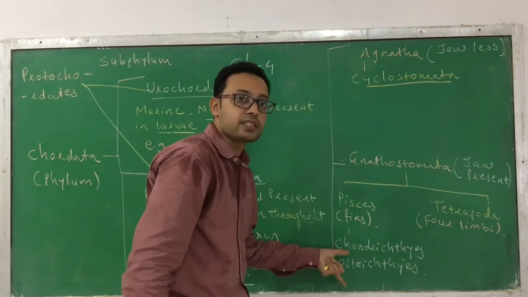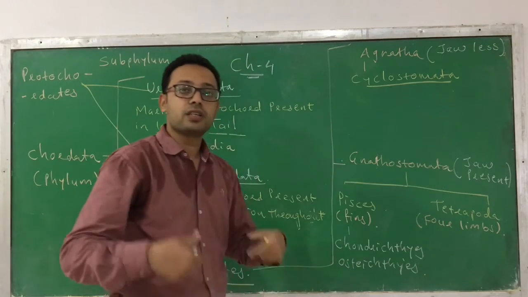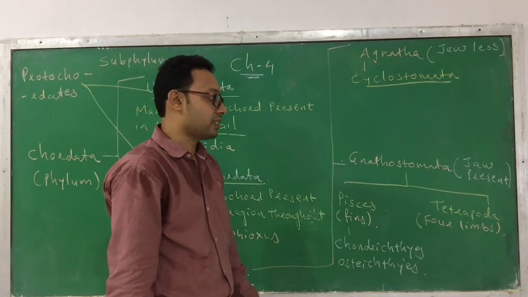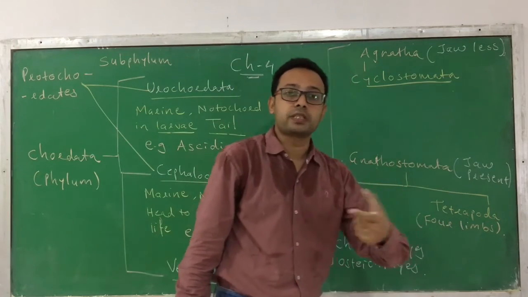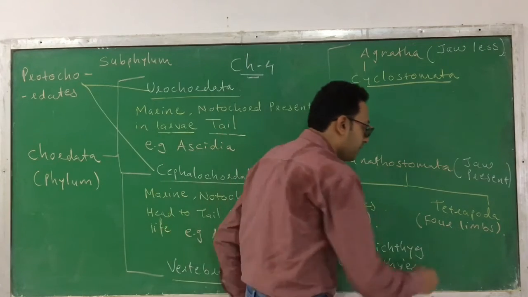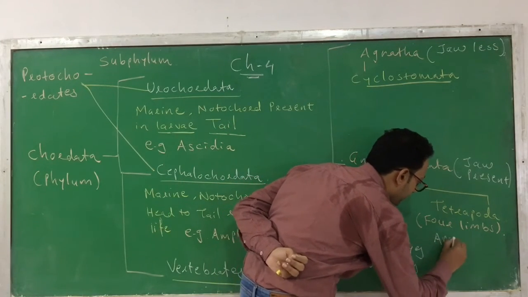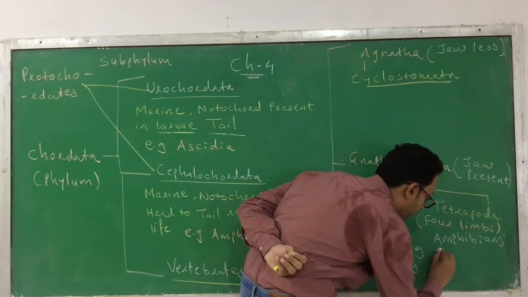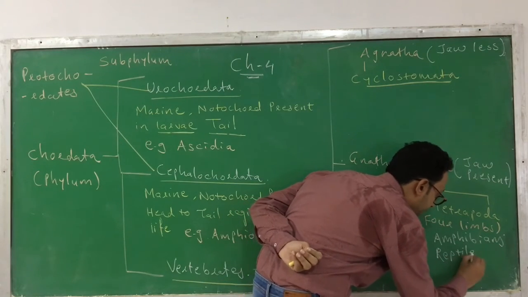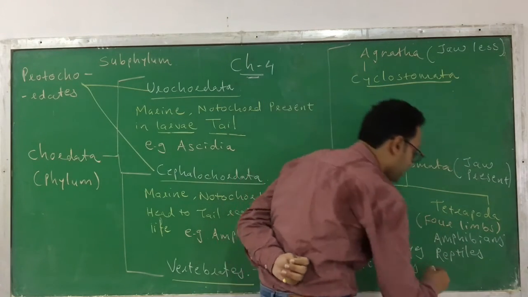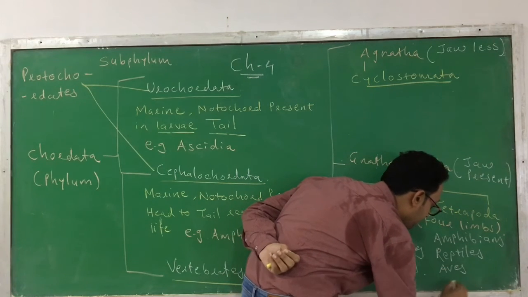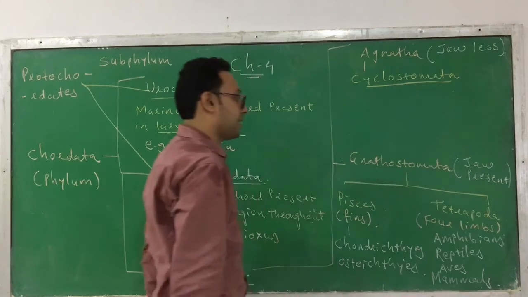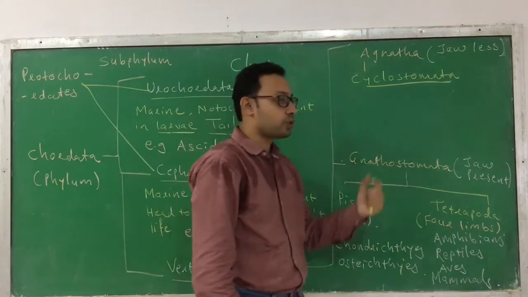Usually the fishes are included under it. Fish have fins, and they are the Chondrichthyes and Osteichthyes. Now Tetrapoda means those who possess four limbs or two pairs of limbs. It's further divided into amphibians, which means those who can live in water and land. Reptiles means those who show a crawling movement. Aves means the birds, and the last one, mammals, means those who have a mammary gland. So this is the classification of Gnathostomata.